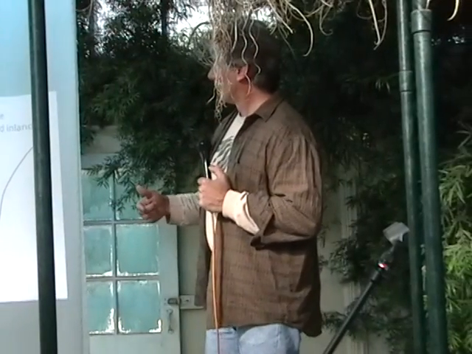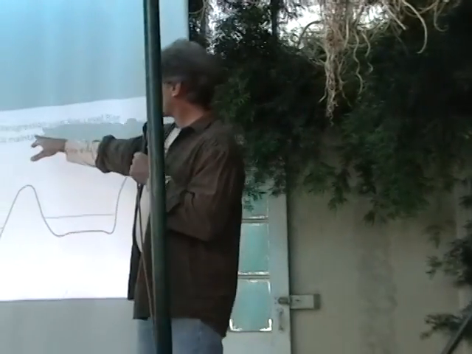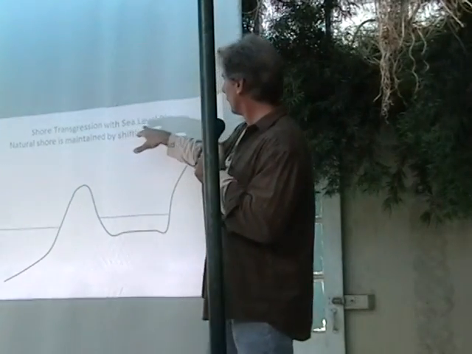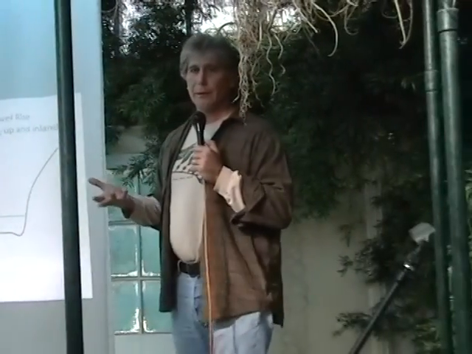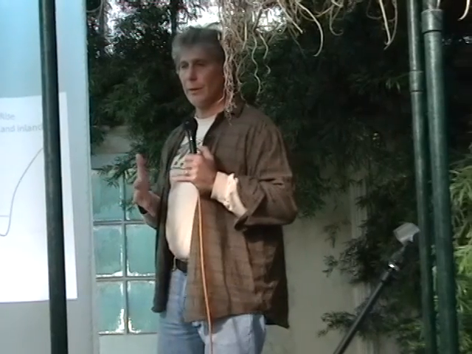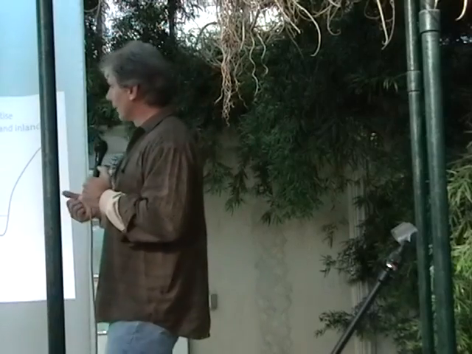Next slide. So let's talk a little bit about sea level rise. What we call shore transgression: with sea level rise, the natural shore is maintained by shifting up and inland if it's unconstrained. If you have enough sediment and it's unconstrained, you don't lose the beach with sea level rise.